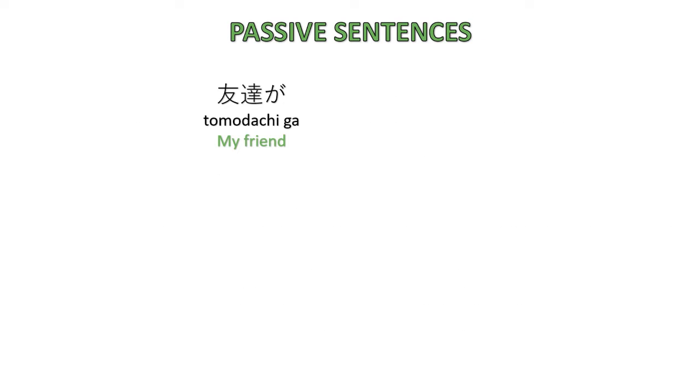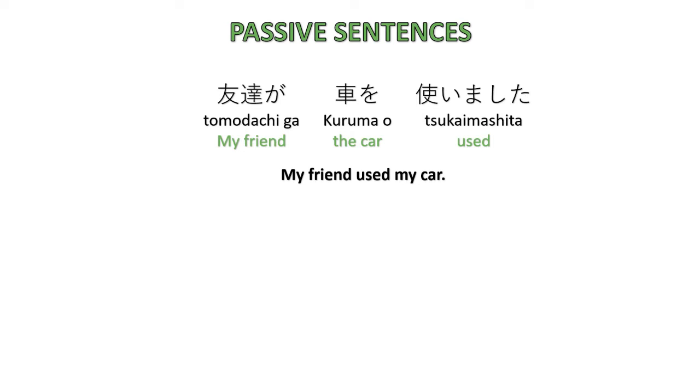Okay, so we have here this sentence, Tomodachi ga kuruma o tsukaimashita. My friend used my car. So here is a simple sentence, but this is not a passive sentence. Okay? So the subject here is the doer of the action. So the friend is the one using the car. The subject is the doer of the action. Okay? So the subject is using the car.